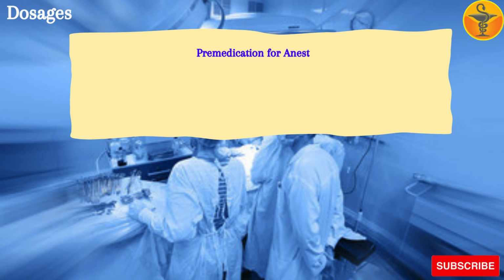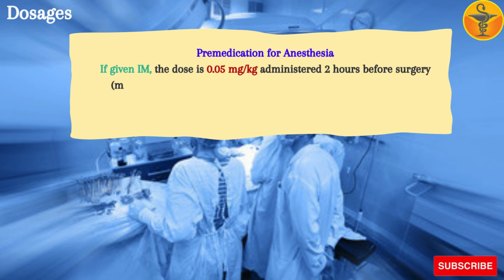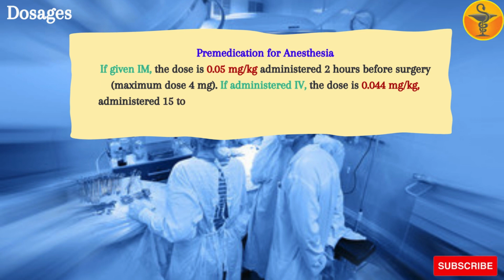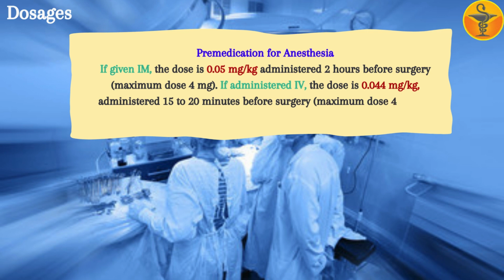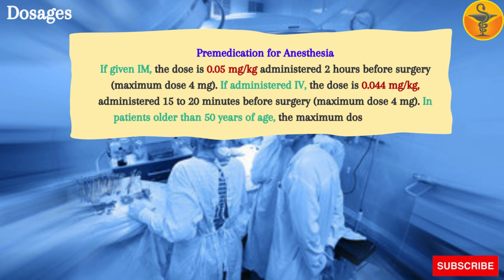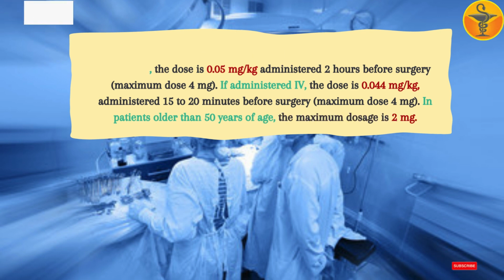Premedication for anesthesia. If given IM, the dose is 0.05 mg per kilogram administered 2 hours before surgery. Maximum dose 4 mg. If administered IV, the dose is 0.044 mg per kilogram, administered 15 to 20 minutes before surgery. Maximum dose 4 mg. In patients older than 50 years of age, the maximum dosage is 2 mg.